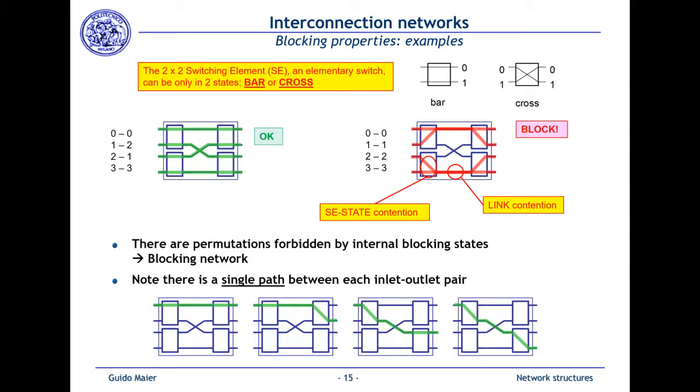Now internally we have three stages, but we cannot use simple 2x2 switching elements in all the stages any more. In particular, here we have to use 2x3 switching elements. Here we can use 2x2, and here we have to use 3x2. And the internal interconnection pattern is done in this way.